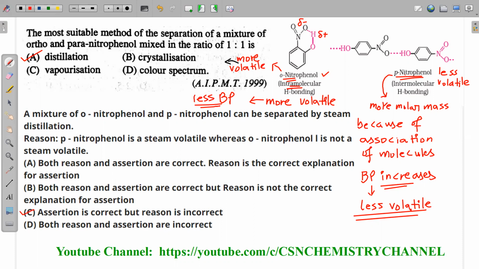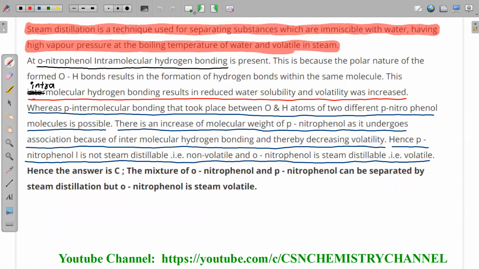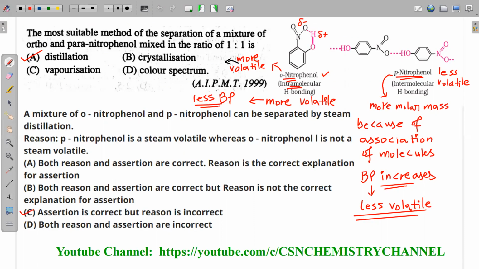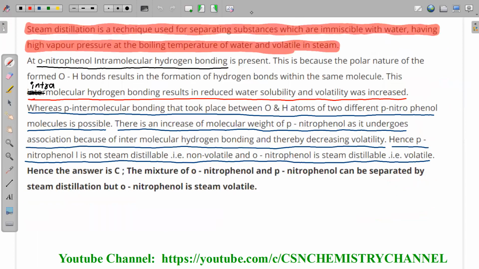Yes, this is a most important model. Next question. Here a description is given for the same question. A mixture of orthonitrophenol and para-nitrophenol can be separated by steam distillation. The reason is para-nitrophenol is steam volatile, whereas orthonitrophenol is not steam volatile. For this assertion and reasoning type, the description is given. All of you, please take a screenshot of this description. Just now I explained.